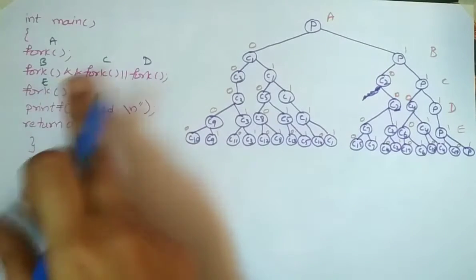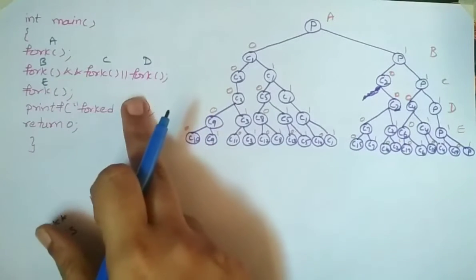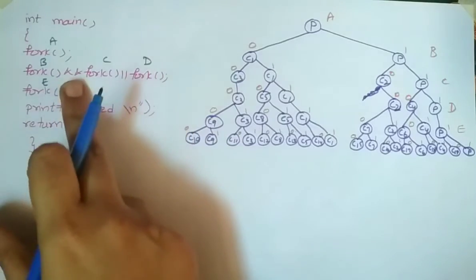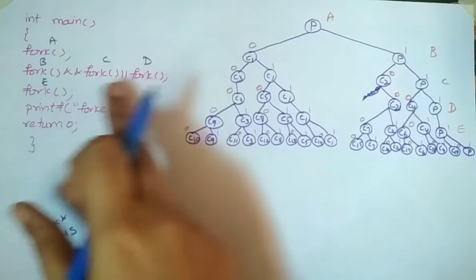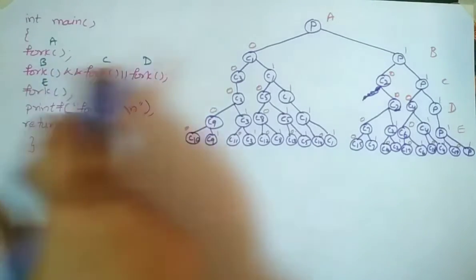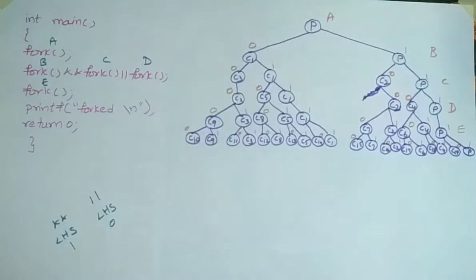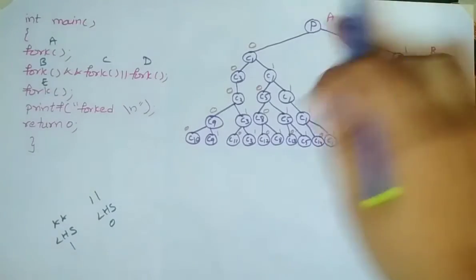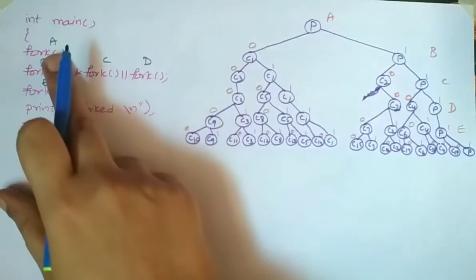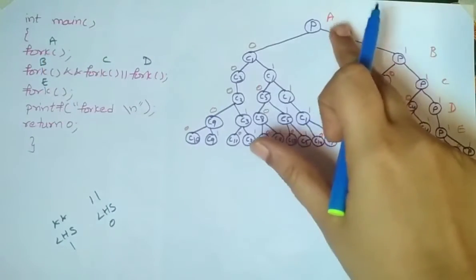AND is higher than the OR operation. Here the priority of AND is greater than OR. So we are going to solve this starting from the left hand side to the right hand side. Coming to this example, first at level 0, the first fork is called, that is fork A.